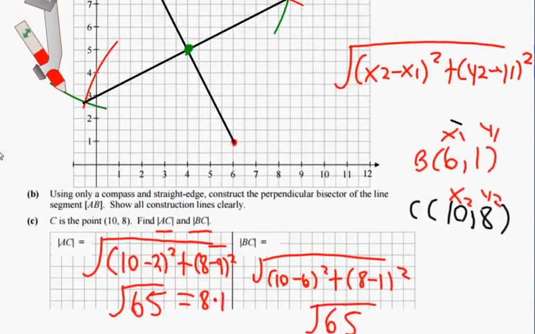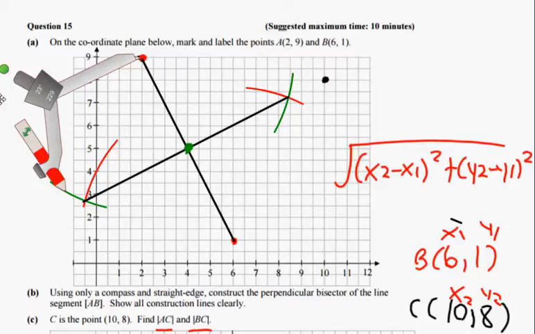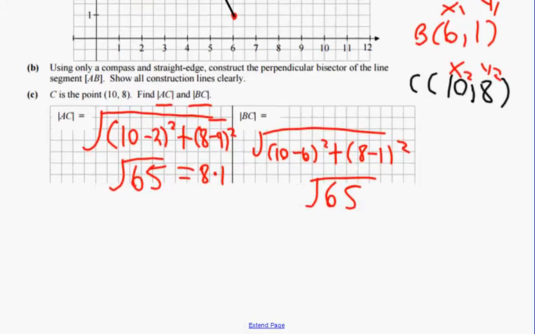And look guys, are the two green lines the same length? What do you think? They look pretty similar, don't they? They're about root 65 or 8.1. Okay, everybody alright with that?